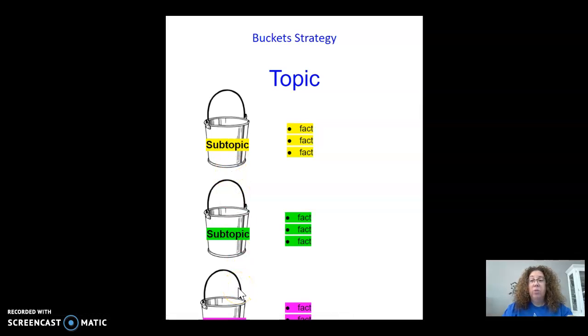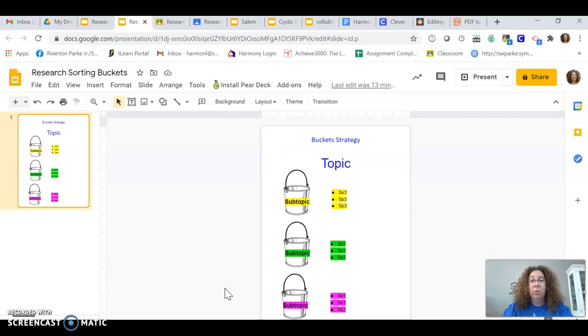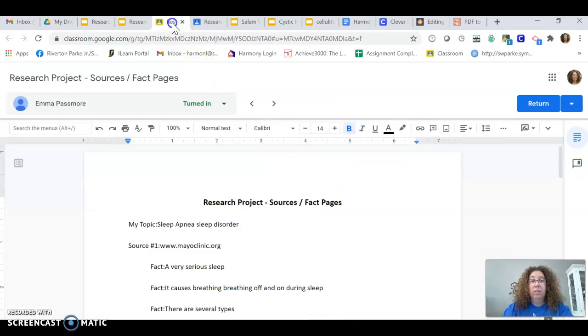So you need to first decide what your 3 buckets are going to be, your 3 subtopics. Then you're going to go back into your document that you made and you're going to color code and sort your facts. Okay, this is really going to help you when you start your project.